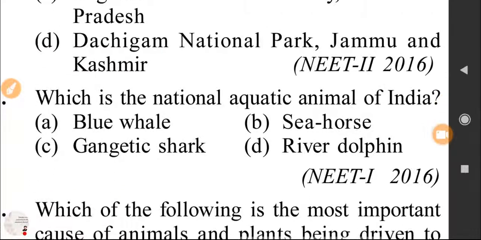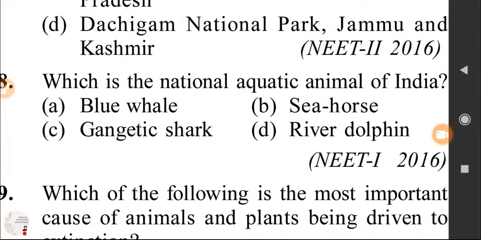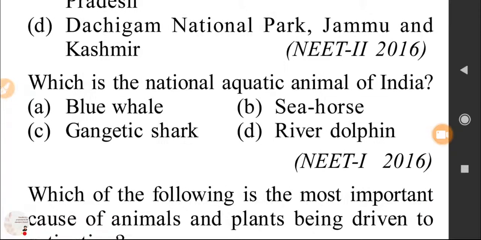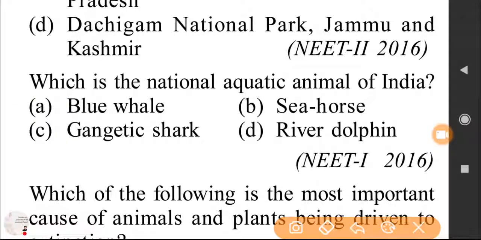Next is: Which is the national aquatic animal of India? When I ask this question to many students, they answer in a hurry. They say the blue whale, but it is not right. Many of you know that it is the river dolphin. So the right answer is D.